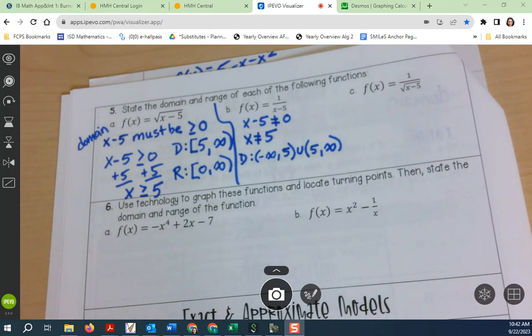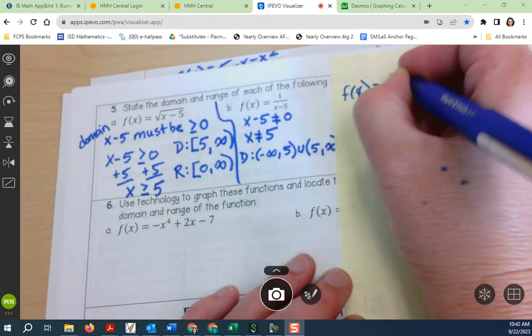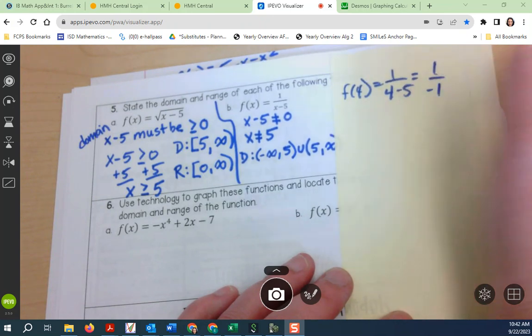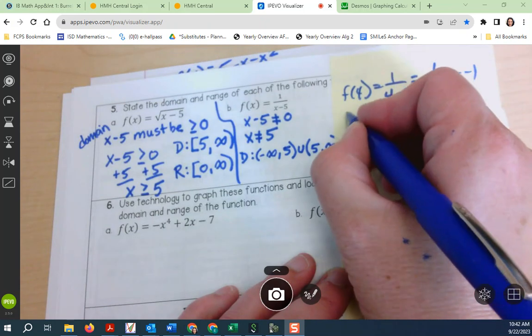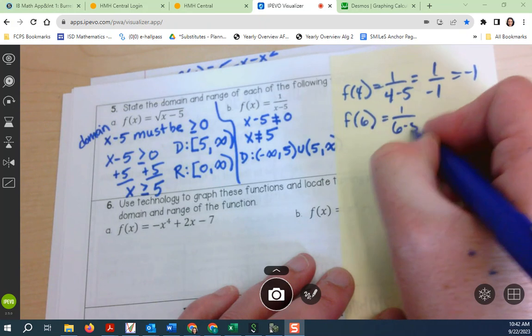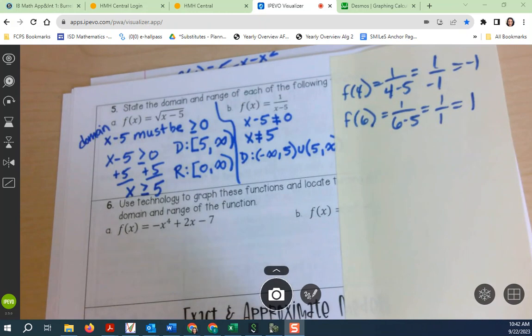Without that, you could analyze this by looking at both sides of what happens when we put in a 5. So think about what happens when we put in 4, okay? So f of 4 is 1 over 4 minus 5, which is 1 over negative 1, which is negative 1. What happens when we put in 6? f of 6 is 1 over 6 minus 5, which is 1 over 1, which is 1.